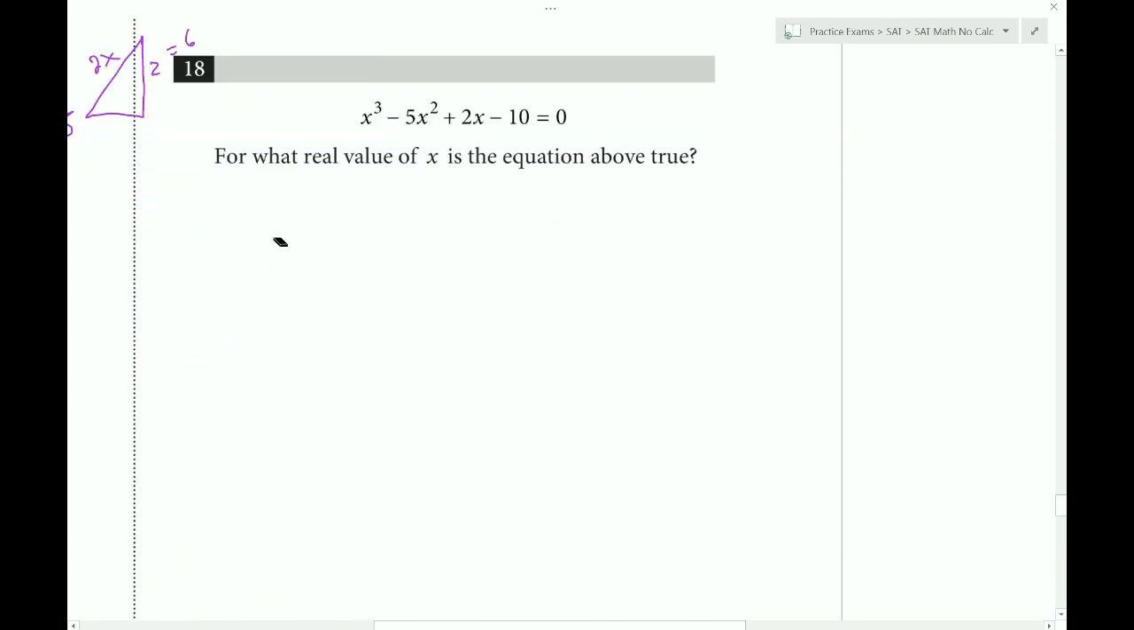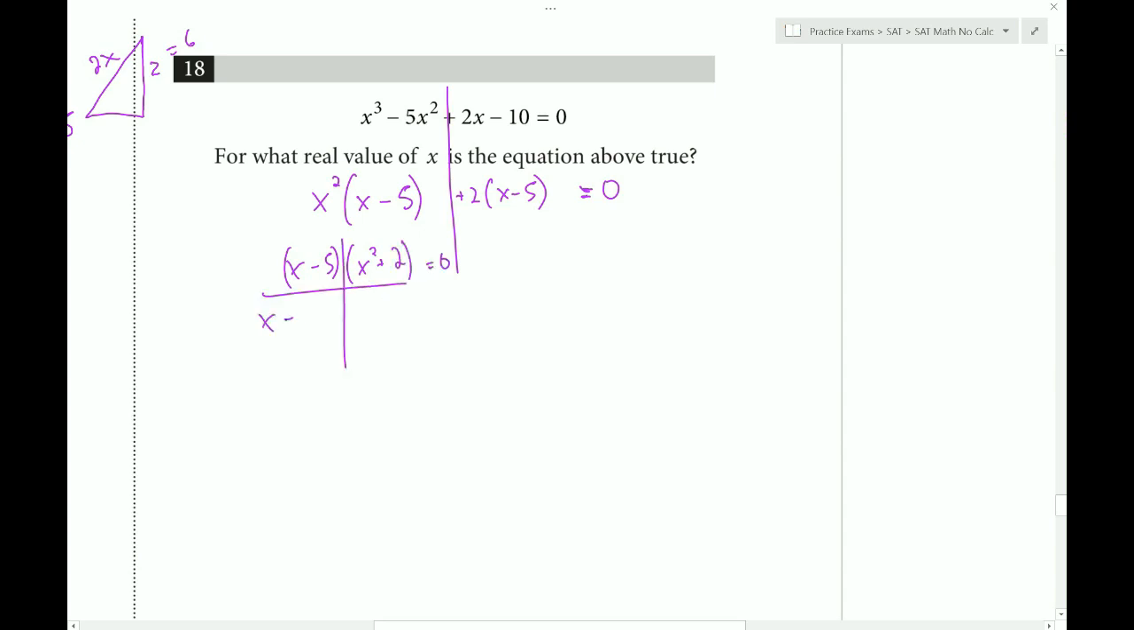For what real value of x is the equation above true? So what we have to do is a grouping. So we factor by grouping. Factoring out an x squared, we get x minus 5. Then we pull out a plus 2, and we get x minus 5. And from here, we can factor out an x minus 5, and we're left with x squared plus 2. And then we can t-chart that. So x equals 5, and x squared equals negative 2. So this is a reject, and x equals 5 is our answer.